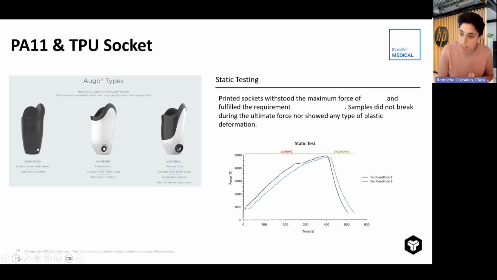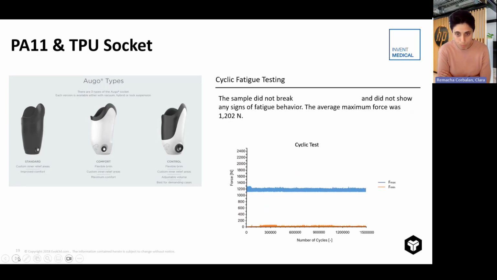So they did static testing. In this case, because PA11 has slightly higher mechanical properties than PA12, this reached almost 5,000 newtons of force in the static testing. And then on the next slide, you can also see the results of the dynamic fatigue testing. This was slightly different in terms of methodology than the one that I previously explained.